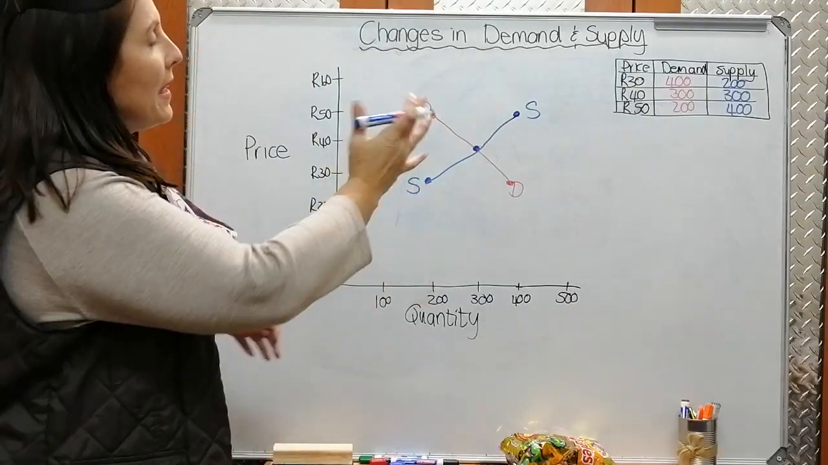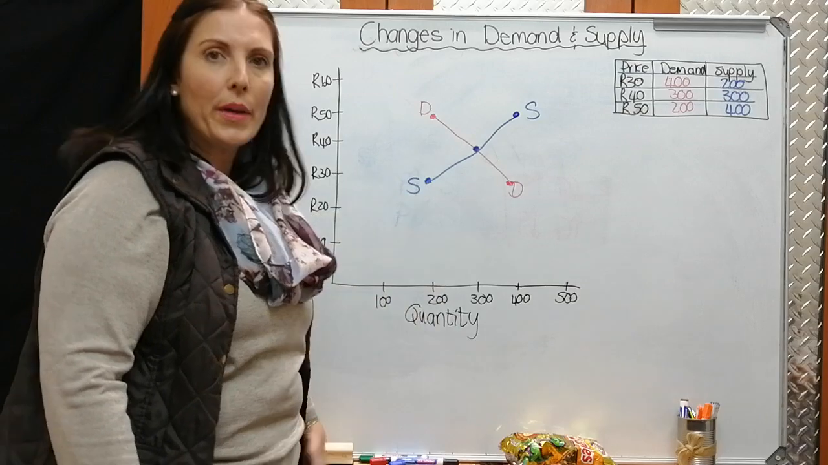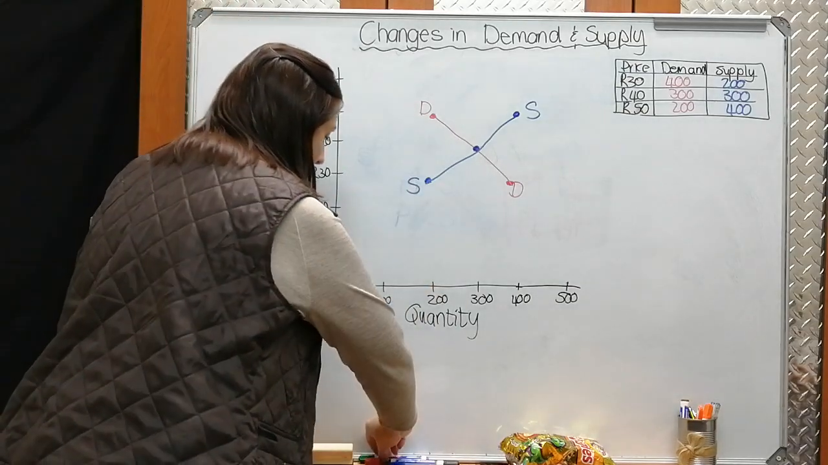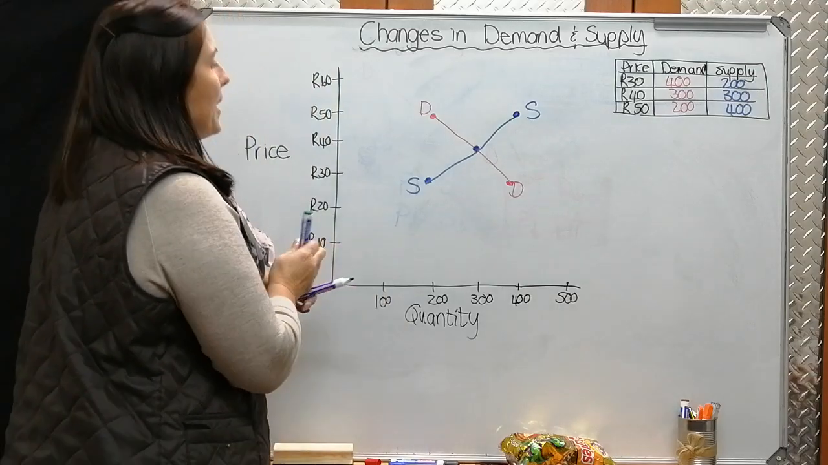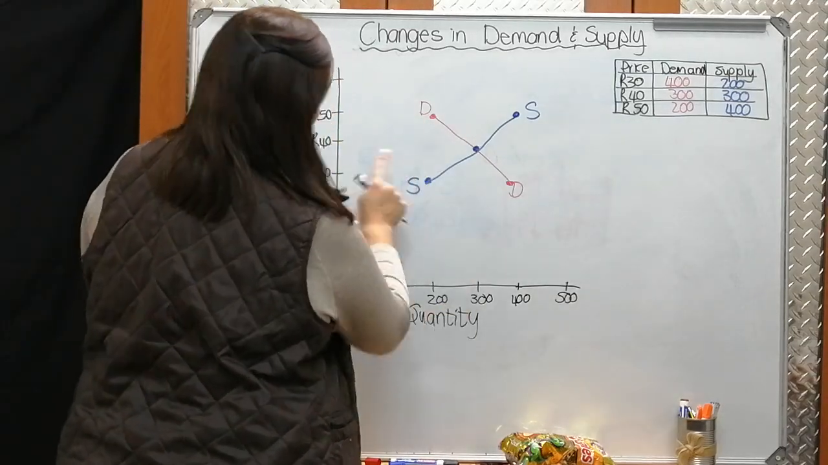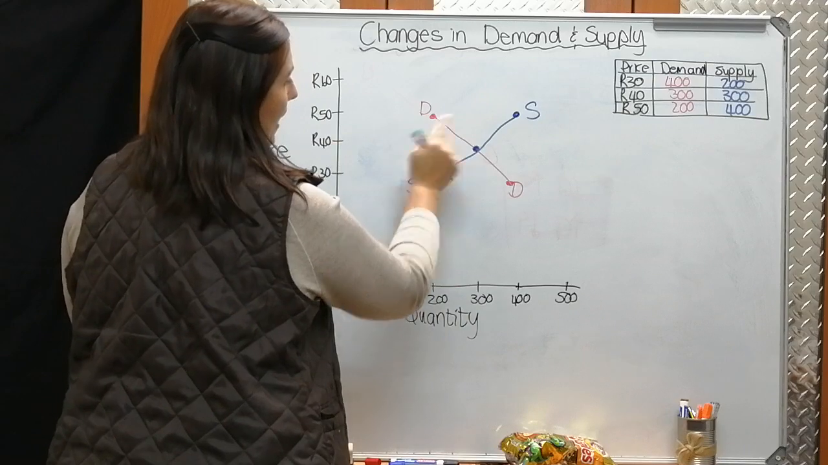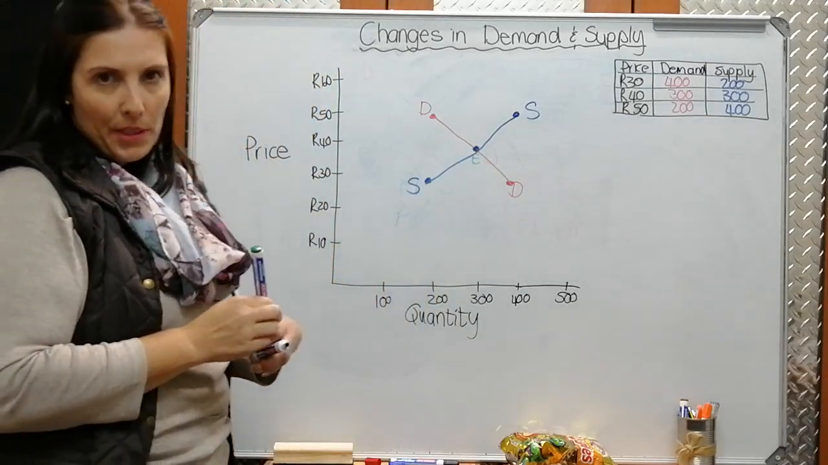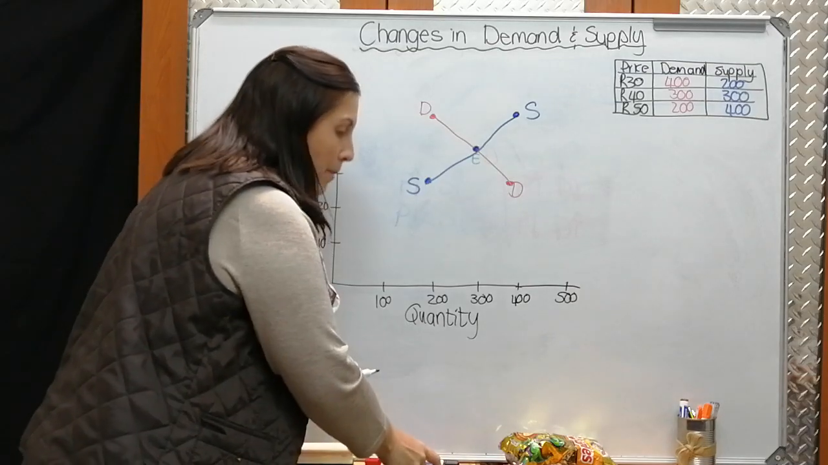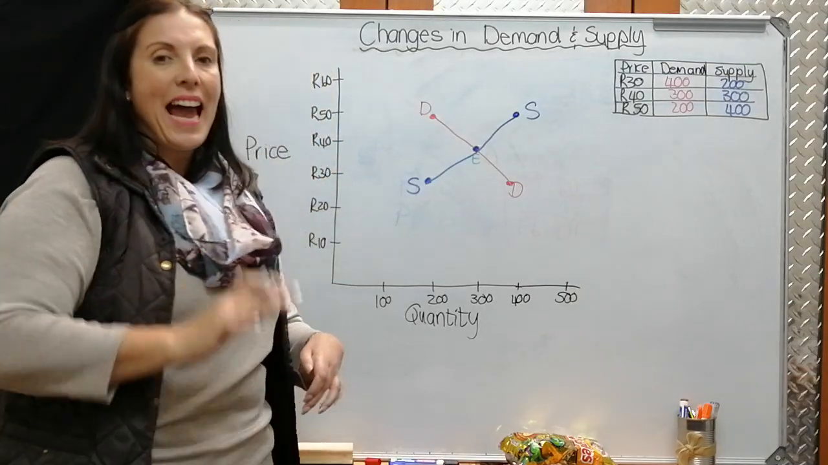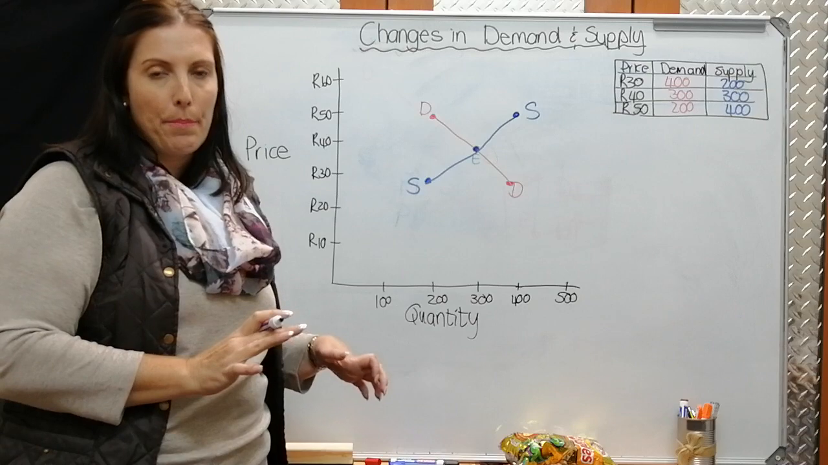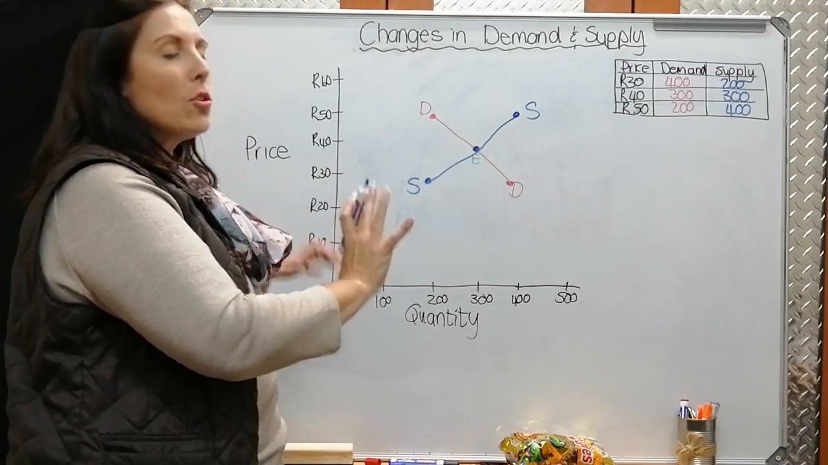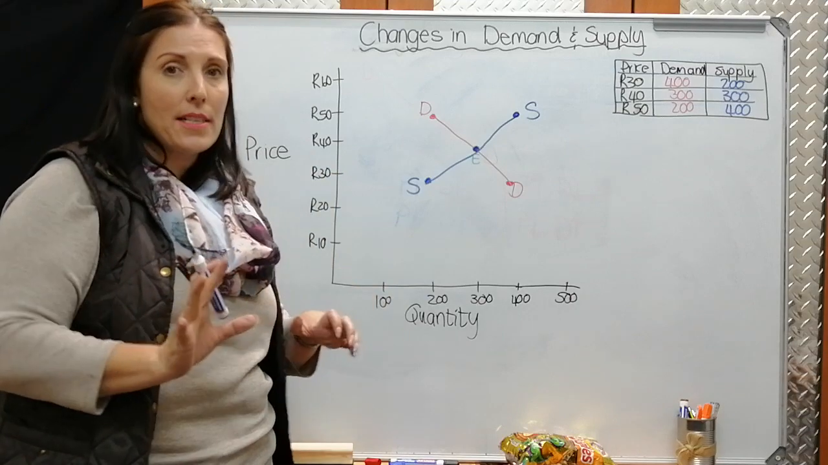Even without us drawing this on the graph, you can see where the equilibrium point is, and this is where supply meets demand. So this is 300 slices of cake at 40 Rand. So there is our equilibrium point. Now remember, grade nines, we spoke about the fact that there are other things that can influence supply and demand other than price. So in this scenario, price stays the same. Price is not changing.